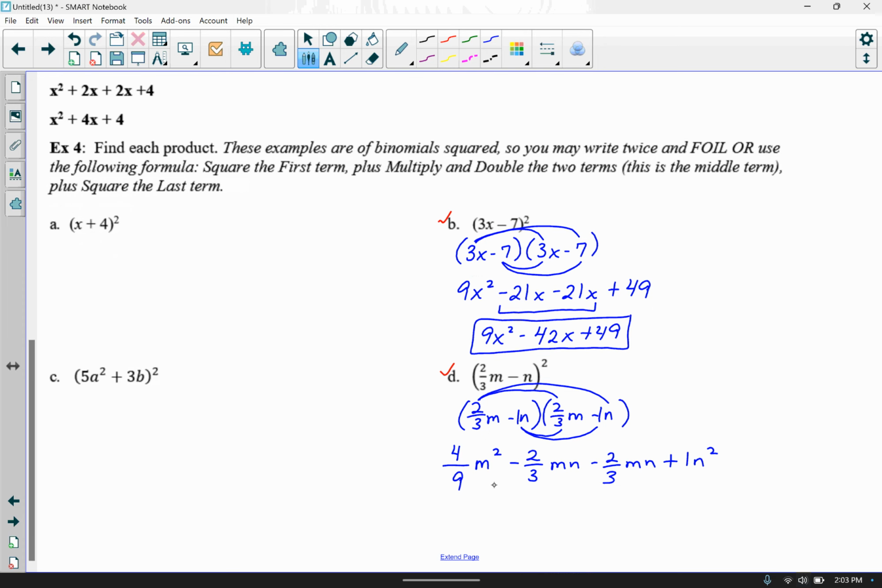Last step, let's combine like terms. So I have 4/9 m squared. Negative 2/3 and negative 2/3. Remember, when you're adding and subtracting fractions, you keep the denominator.